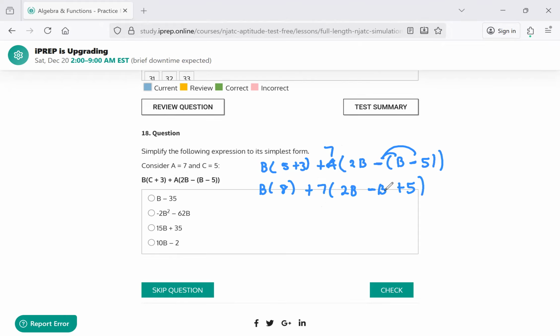Let's see here. In this parentheses, it looks like you can clean up the b's. What's 2b minus 1b? b plus 5. And then over here you have 8b. And let's see, you're going to have to FOIL off this 7. So 7 times b is 7b. 7 times 5 is 35. And then you have 8b. So what's 8b plus 7b? 15b plus 35.